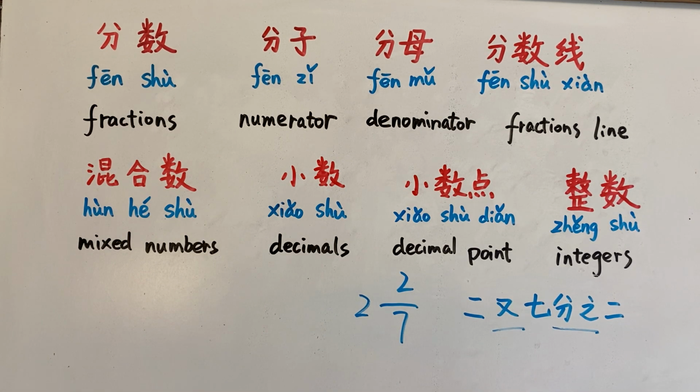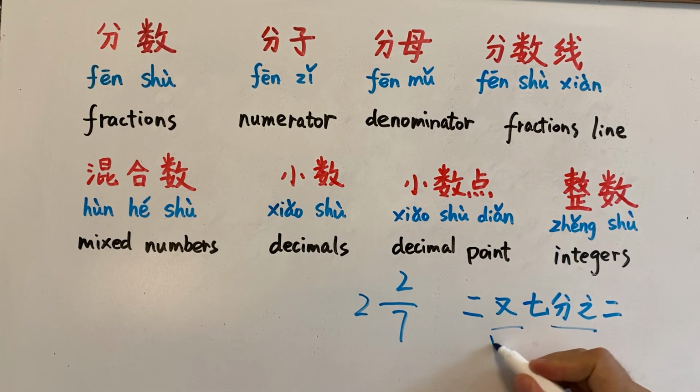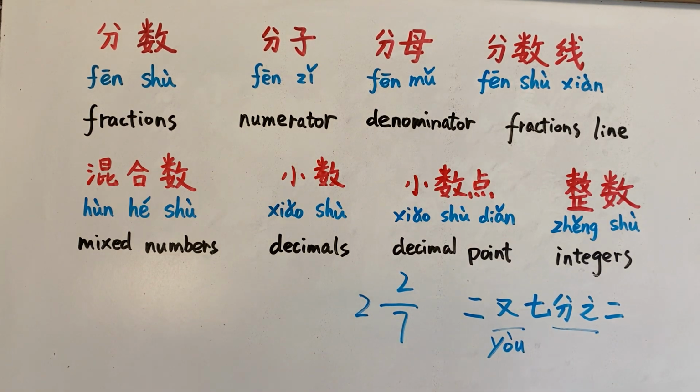2 is the Chinese character of 2. The pinyin of 又 is yòu. 2又7分之2: denominator first, 7分之2. So 分之 divides the whole into 7 parts, and the fraction takes part 2. 2又7分之2, this is a mixed number.